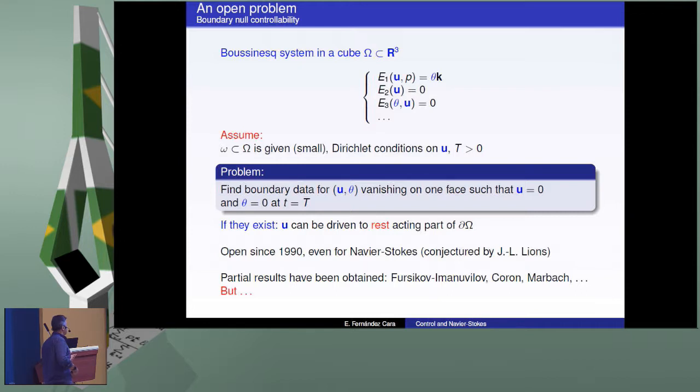This problem is open. As I have said, since the 90s, it was conjectured by Jacques-Louis Lions that the answer is yes, that we can find boundary data that do this job, but for the moment, it is an open problem, even in the case of the Navier-Stokes equations. However, many partial results have been obtained for this problem and many related problems. They are due to a lot of people. Some of them are here, but there are many more: Fursikov, Imanuvilov, Jean-Michel Coron, Frédéric Marbach, etc. But for the moment, the problem is open.